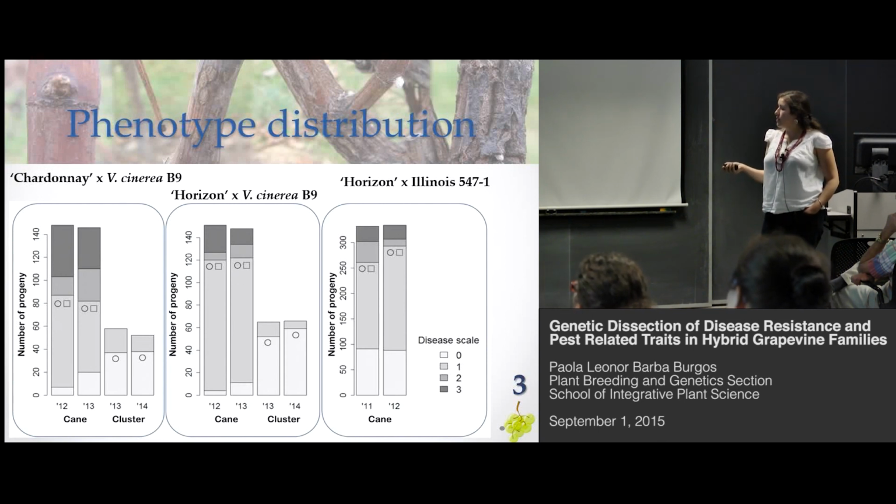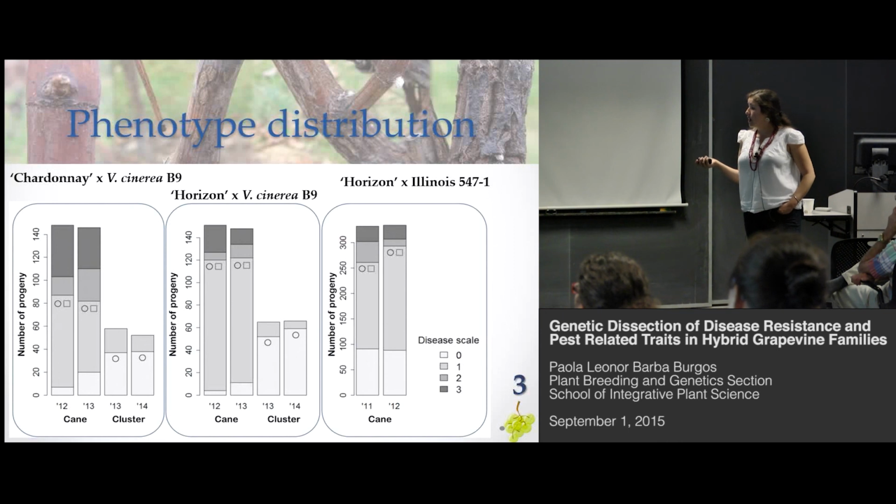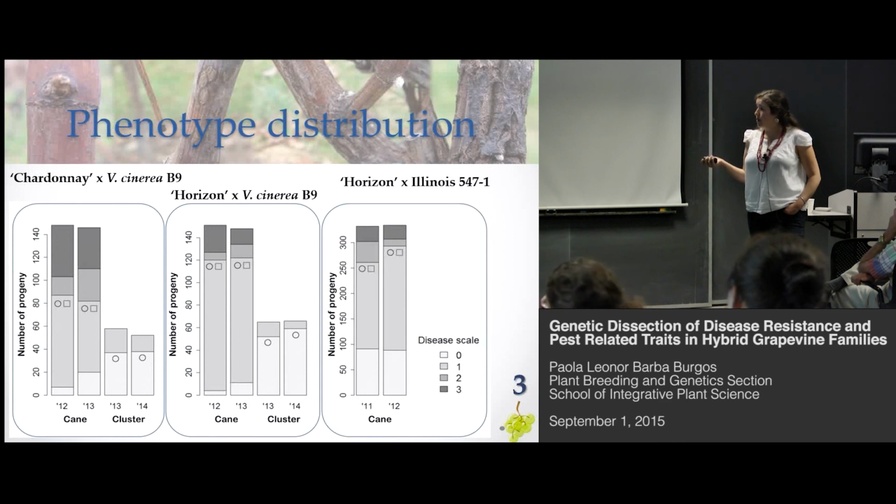When we look at the clusters, the samples are smaller, because basically we have segregation for the male flowers, so not all of the vines bear a cluster. And we also have, in the Chardonnay by cinerea cross, a higher proportion of infected vines than in the Horizon by cinerea cross.